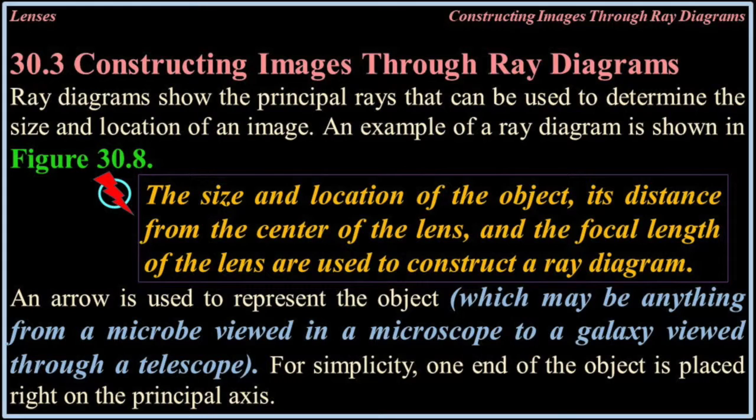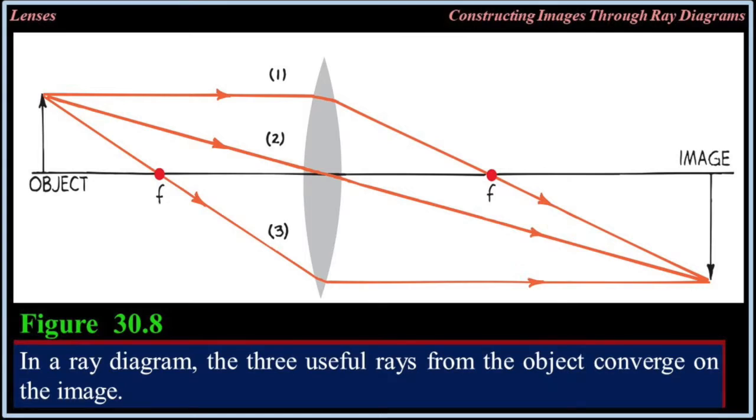30.3, constructing images through ray diagrams. Ray diagrams show the principal axis that can be used to determine the size and location of an image. An example of a ray diagram is shown in figure 30.8. The size and location of the object, its distance from the center of the lens, and the focal length of the lens are used to construct a ray diagram. An arrow is used to represent the object, which may be anything from a microbe viewed in a microscope to a galaxy viewed through a telescope. For simplicity, one end of the object is placed right on the principal axis.